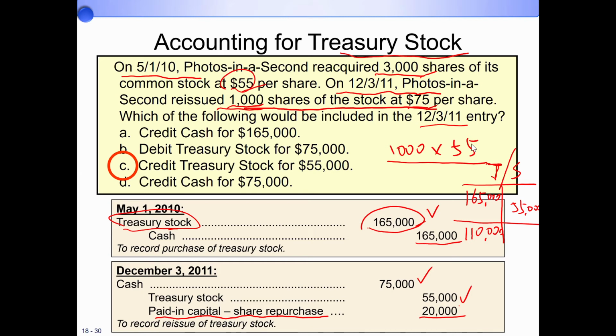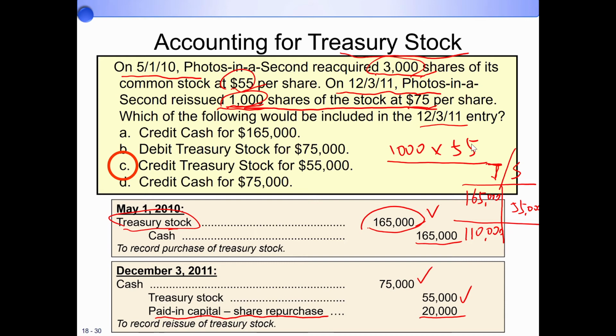Question? I have a quick question. Yes, go ahead. So the 55,000 on treasury stock, you got it from the 1,000 shares times $55 per share? Yes, that's right. That's the original cost. That's how we calculate this 165,000, right? Or another way is you just decrease by one third, because it was 3,000 shares, now you reissue 1,000, so 165 divided by 3 will be 55,000.